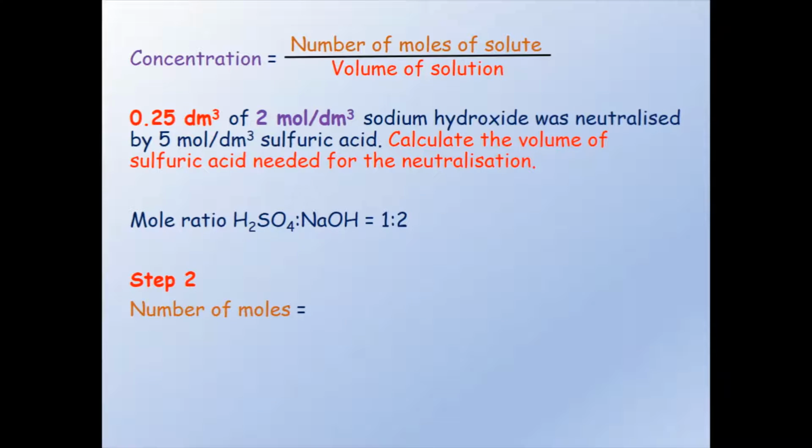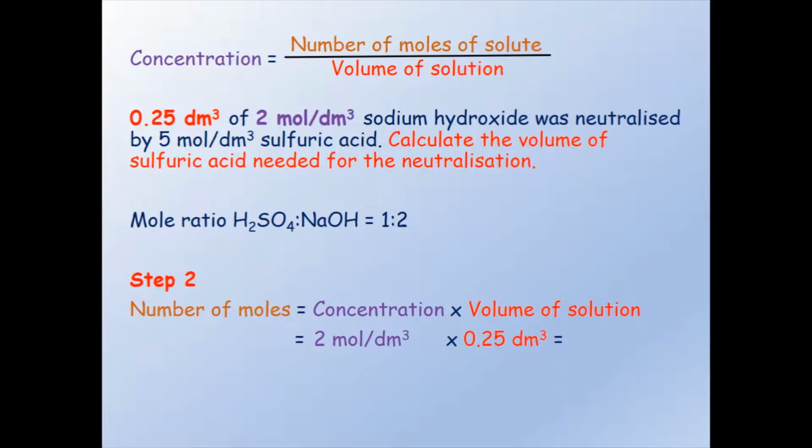To calculate the number of moles, again we have to rearrange the equation at the top. We can do this by timesing both sides by the volume of solution, and we will get the number of moles equals concentration times volume of solution. Now we just have to plug in the 2 numbers from the question here. So we get 2 mol/dm³ times 0.25 dm³, and this gives us 0.5 mole of sodium hydroxide.